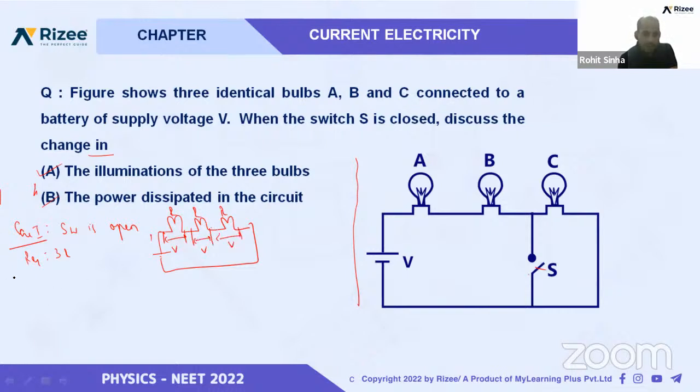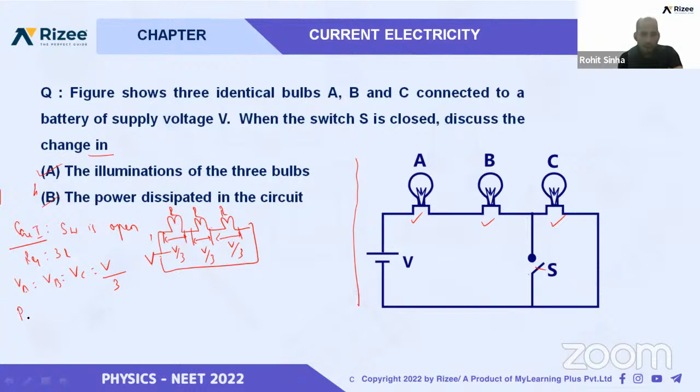We will say VA is equal to VB is equal to VC. You see here, the voltages across A, B and C are all the same. We are supplying voltage V, divided into 3 parts: V by 3 here, V by 3 here and V by 3 here. Any problem to anyone?